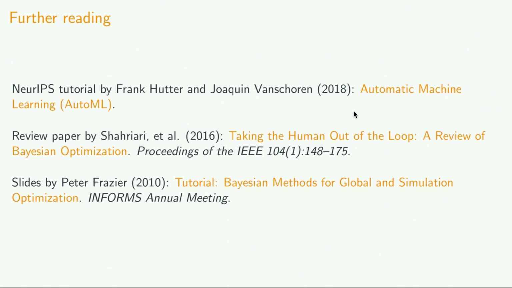If you're interested in reading more about those topics, of course, there is the list of references at the end of the presentation. I would also highly recommend the tutorial by Frank Hutter and Joaquin Vanschoren that was at NeurIPS 2 years ago. There's also a nice review paper on Bayesian optimization, on taking the human out of the loop, as well as a presentation tutorial by Peter Frazier on Bayesian optimization too.